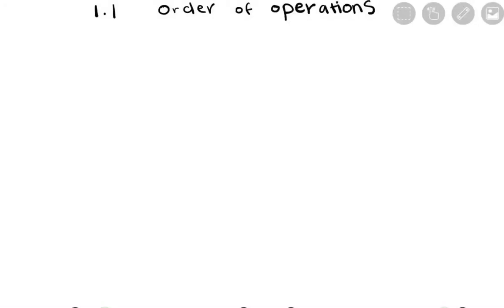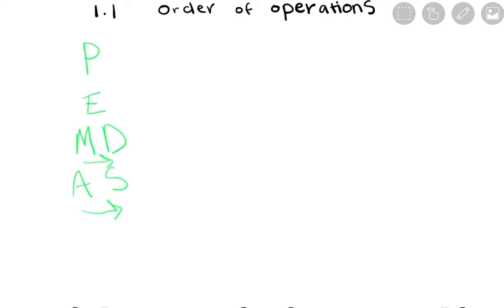Today we're going to be talking about order of operations. Order of operations are the order in which we solve any equation. To remember this order, we're going to use an acronym called PEMDAS, which is P-E-M-D-A-S.